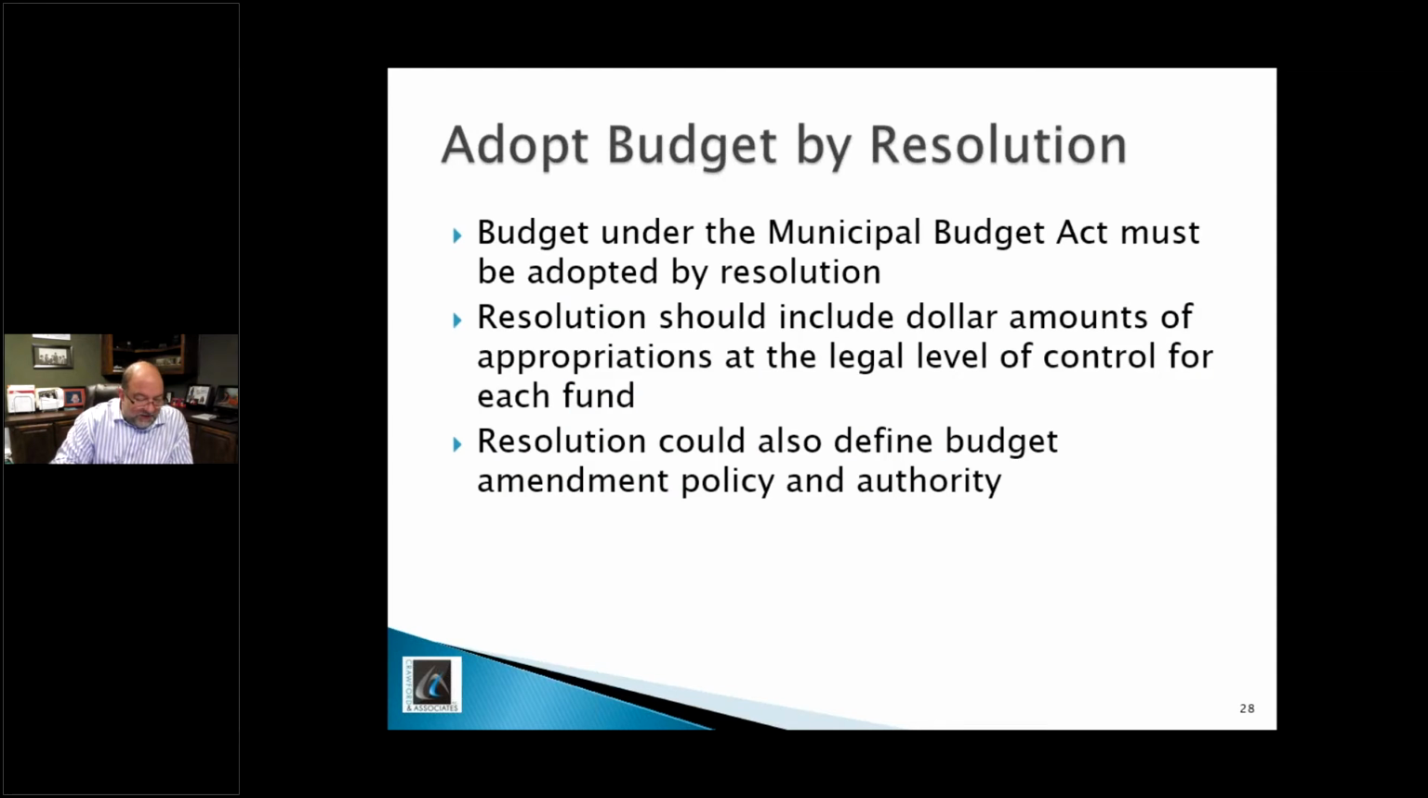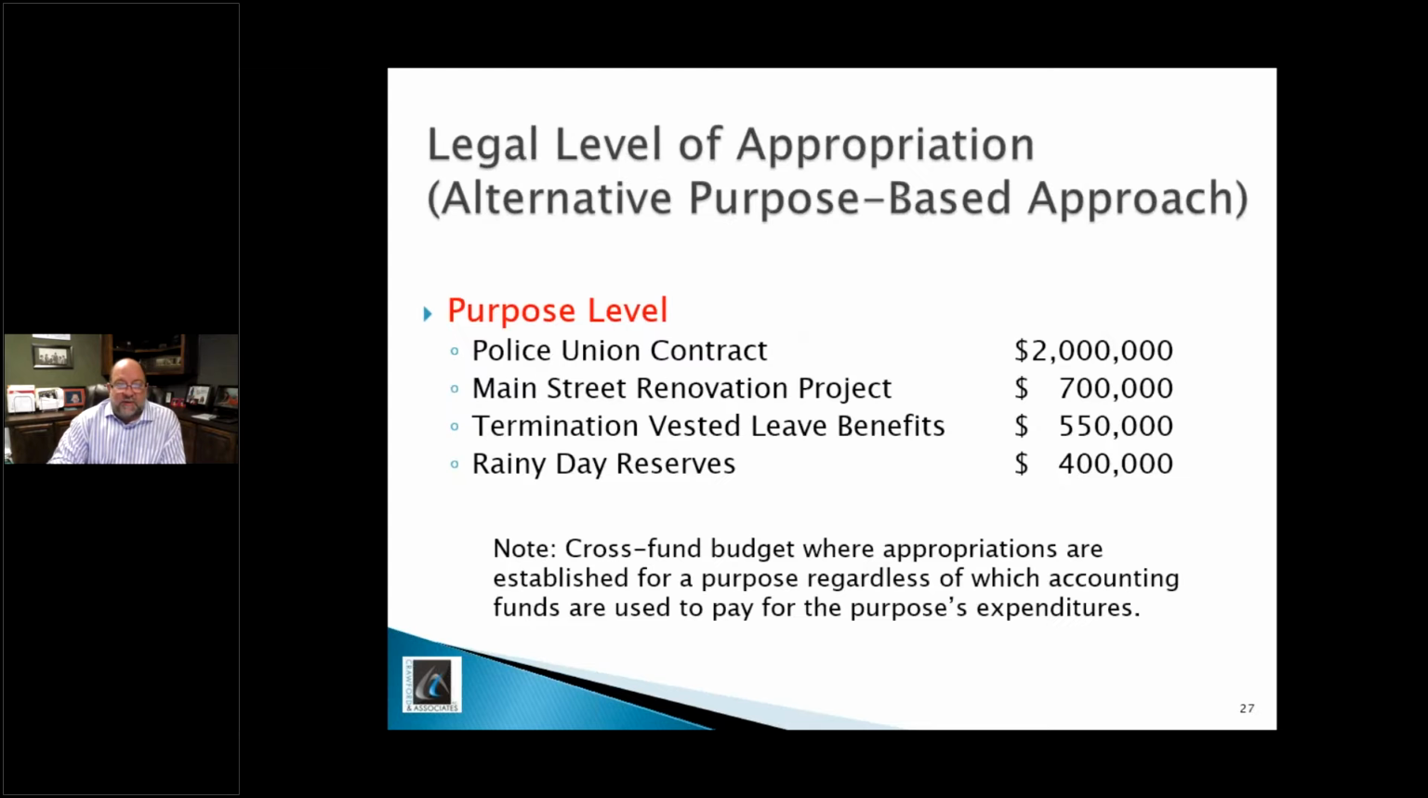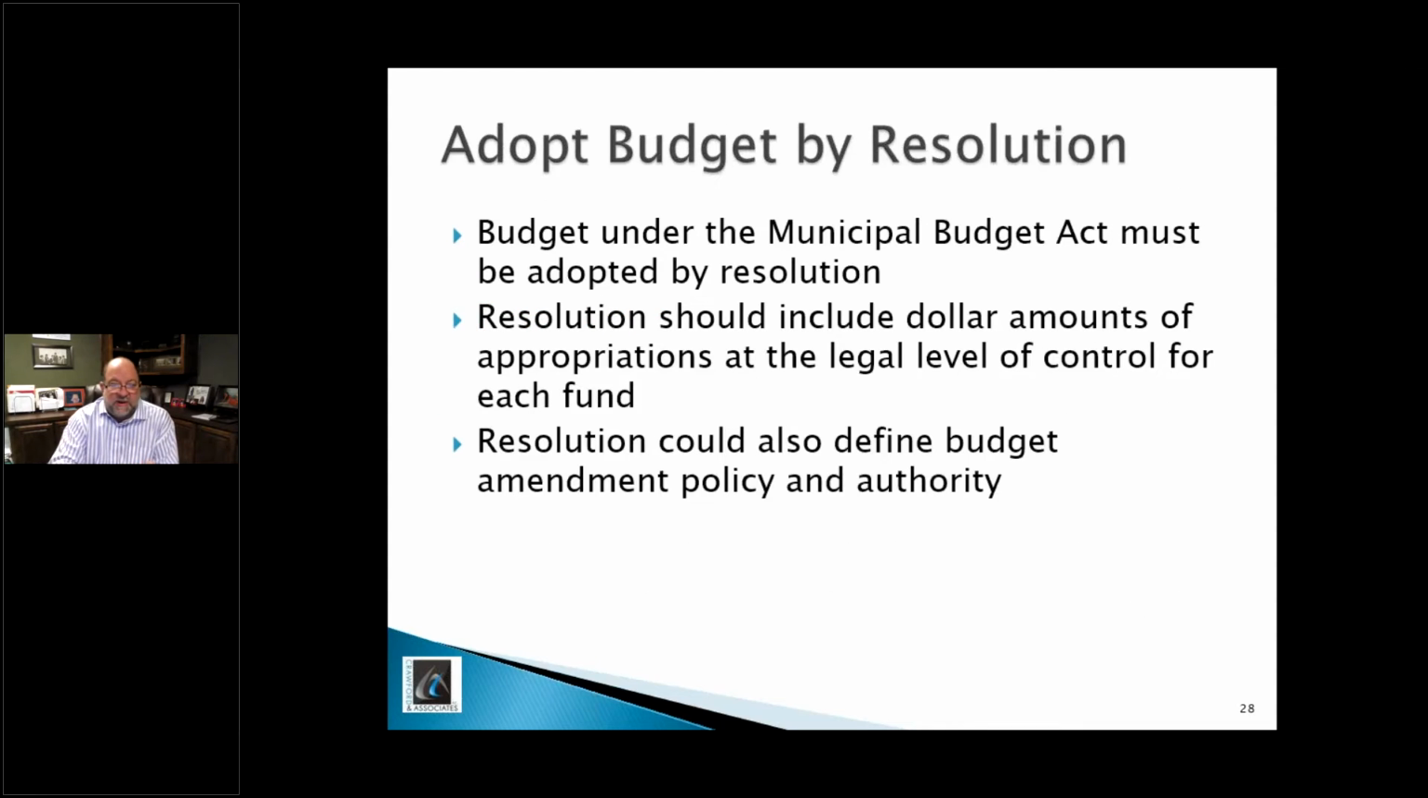As I mentioned earlier, we adopt the budget by resolution. The budget under the Municipal Budget Act must be adopted by resolution, and that resolution should include the dollar amounts for the appropriations at the legal level of control for each fund. And the resolution should also define the budget amendment policy and authority. Who's got the ability to amend the budget?